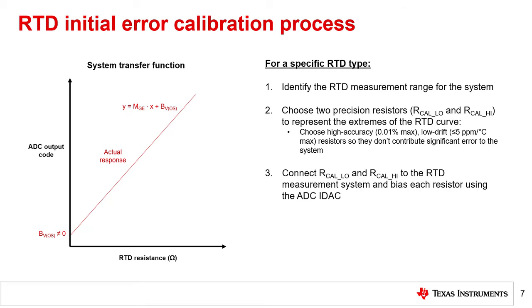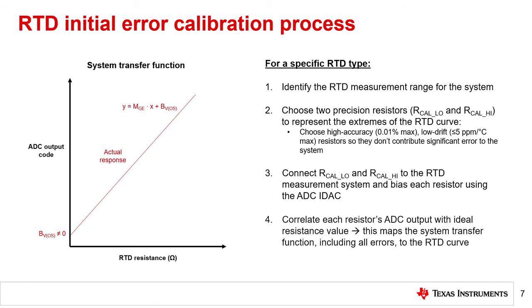Then, connect each resistor to the RTD measurement system as though it were a real RTD, bias it with the ADC IDAC, and take a measurement. Averaging multiple conversions can help reduce any noise in the measurement. Finally, correlate the averaged, measured value from each calibration resistor with the ideal resistance value from a lookup table or polynomial. This maps the relevant portion of the previously unknown system transfer function, including errors, to the known RTD curve. The next few slides step through an example.